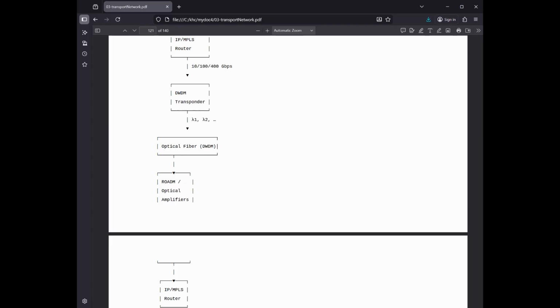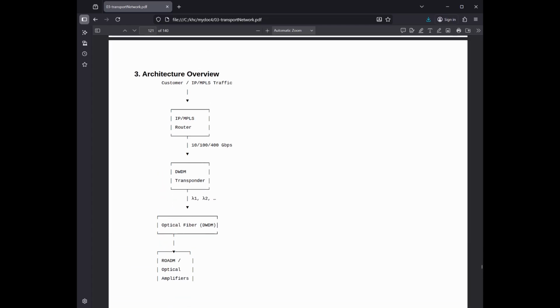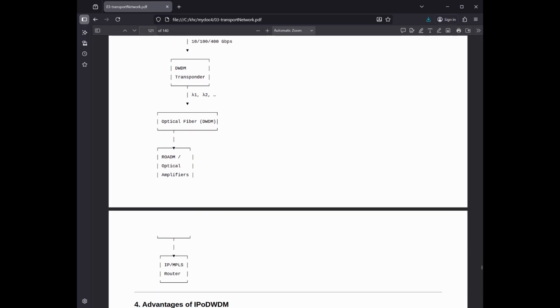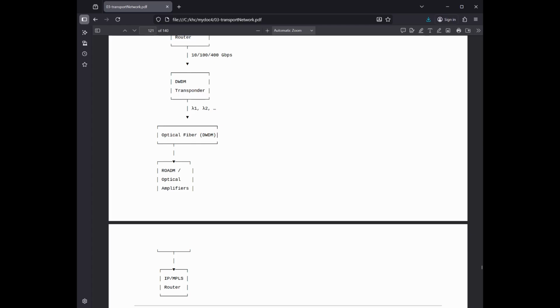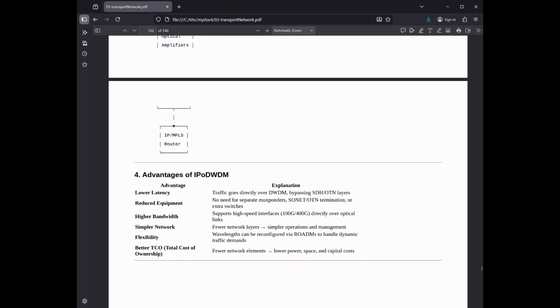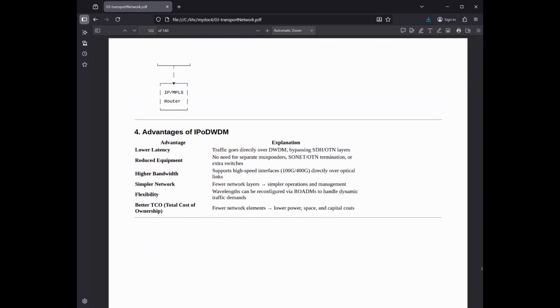3. Through the fiber core. The colored wavelength travels across the long-haul fiber, passing through amplifiers and ROADMs, reconfigurable optical add-drop multiplexers, that keep the light signal strong and directed. 4. At the destination, New Jersey, demultiplexing. The DWDM system at the New Jersey side picks out the specific wavelength. Handoff: the New Jersey transponder converts the colored long-haul light back into a gray signal. Arrival: the signal enters the New Jersey IP/MPLS router, which strips the MPLS label and delivers the original packet to the customer.